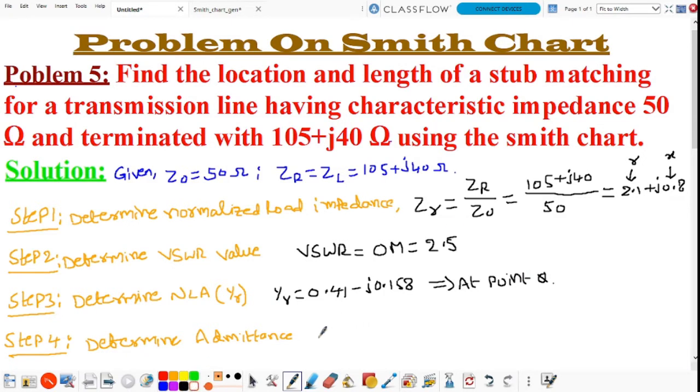At point T, from the Smith chart, the admittance value is y equal to 1 plus j 0.95. That is step number 4.